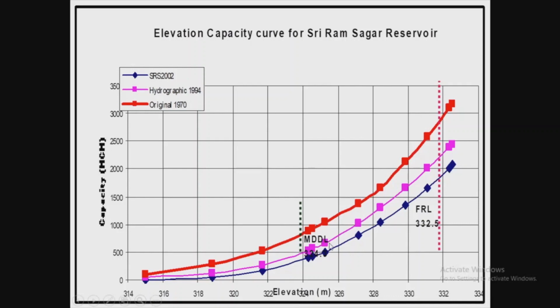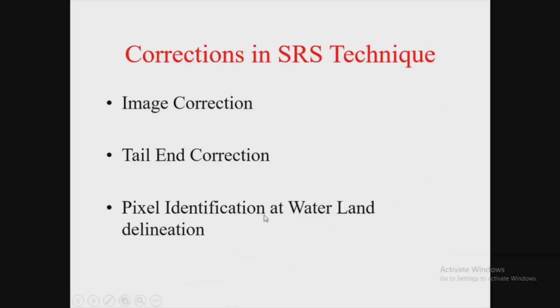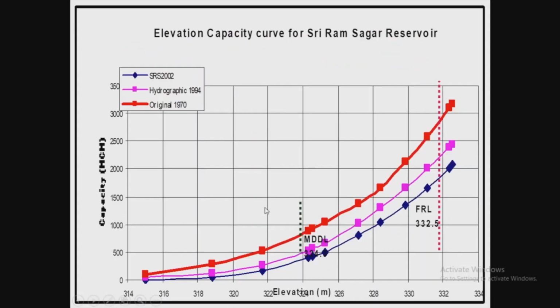You can see this is at the MDDL and this is the FRL. So for this FRL, the SRS technique I have done, and I have calculated the water spread area. I have generated the area elevation capacity curve, and from that I have calculated what is my volume. And volume is shown here. This is the SRS volume, and this is the original volume of 1970 when the dam was constructed, and this is the in between intermediate survey volume.